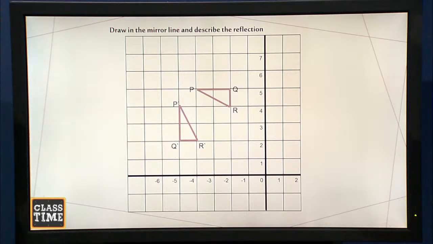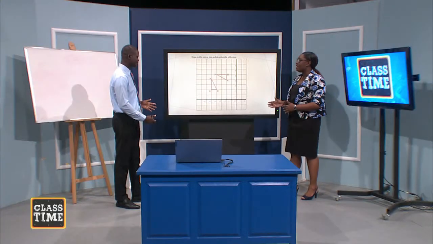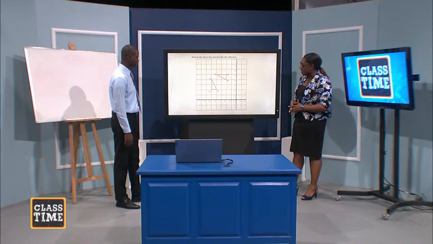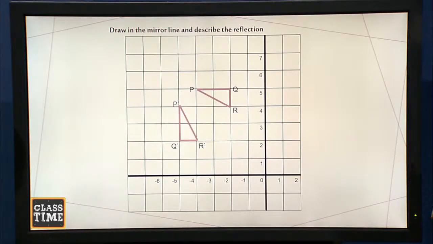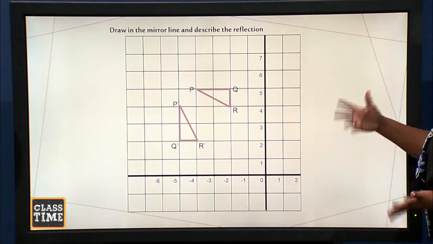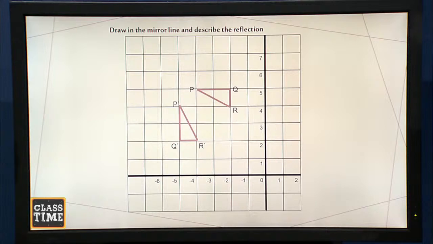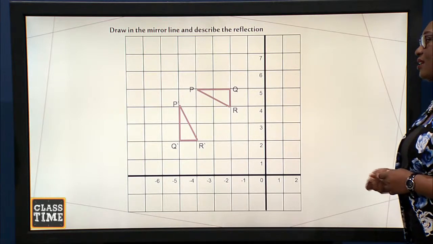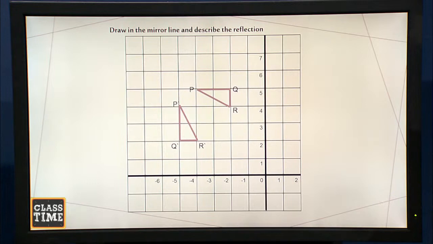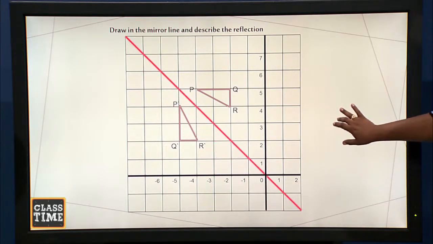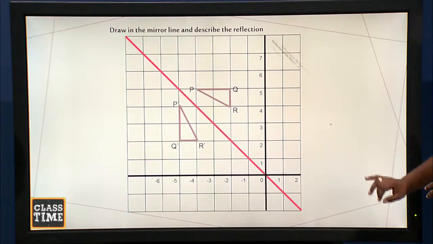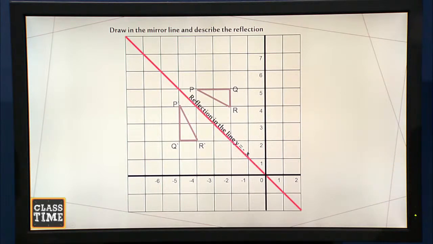Straight through your origin. So I'm not seeing a horizontal line, and I'm not seeing a vertical line. I'm seeing something y equals something. In this case, it would be y is equal to negative x. Another interesting thing to do is look at the coordinates of each point. So this is the line y is equal to negative x.